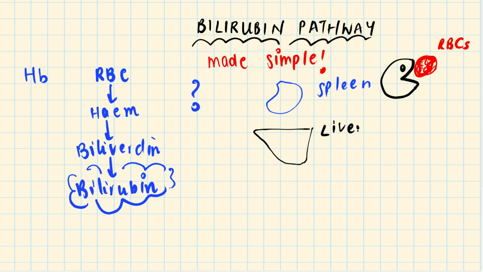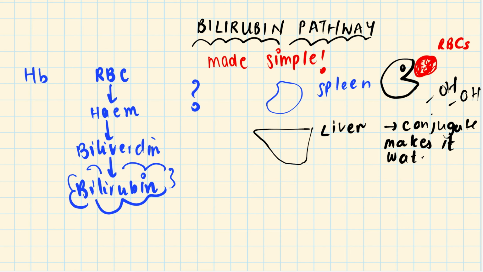Now, liver. What does the liver do? The liver is responsible for conjugating. What does conjugate mean? Conjugate means to make something more polar. Why would you want to make something more polar? Because polar and polar attract. Polar molecules like water, and you might want to make something water soluble. So conjugation is the liver's job, and all it does is make the bilirubin water soluble by making it more polar.